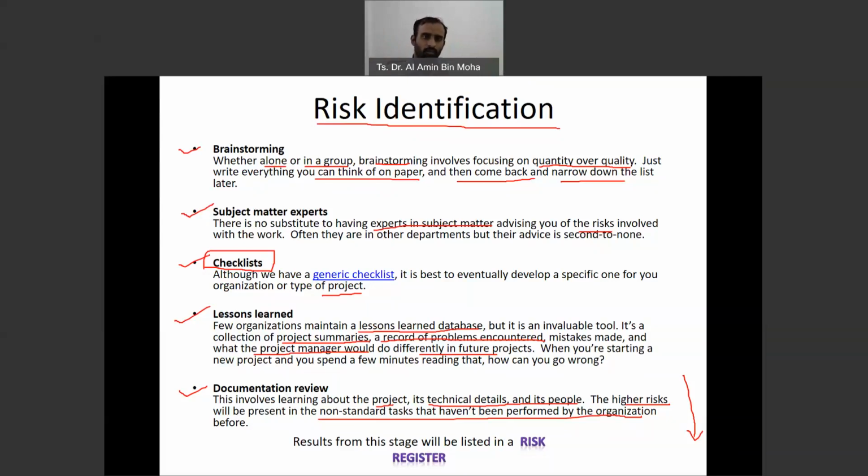So let's say you have utilized those methods, some of the methods here, and then let's say you have listed 50 possible risks. So what are you going to do next?